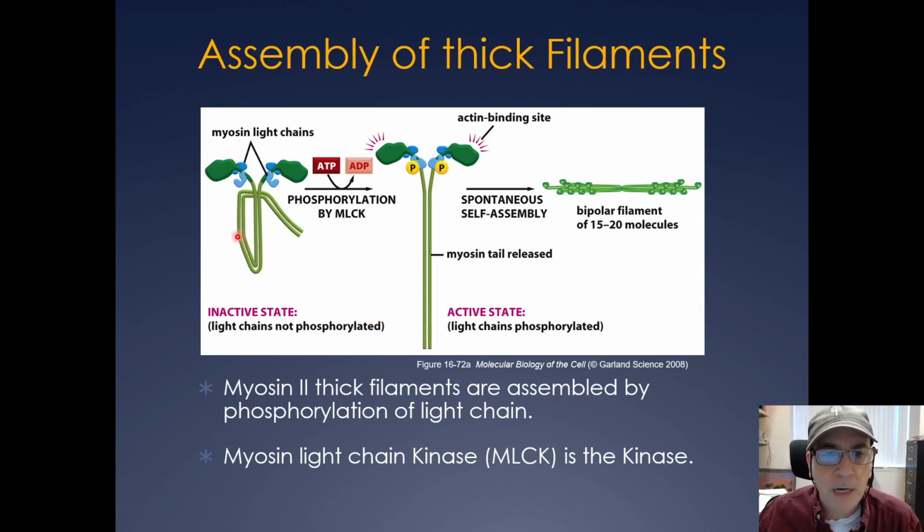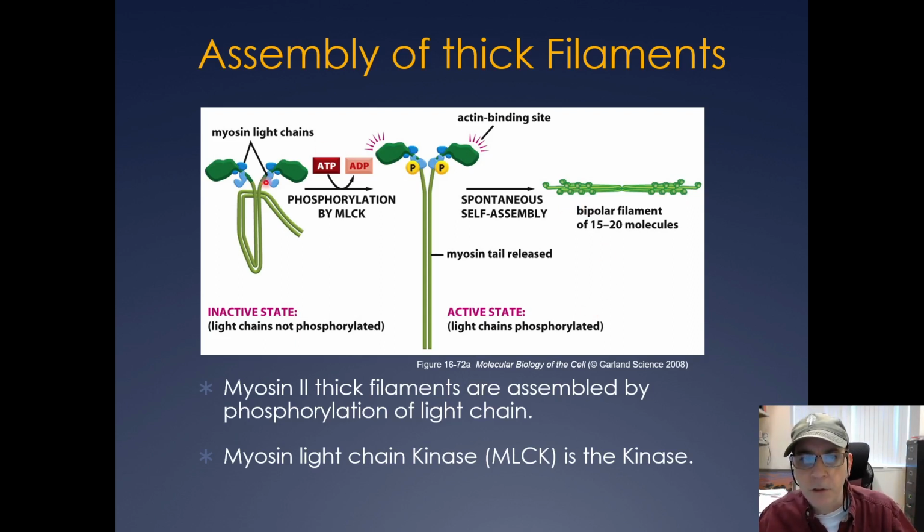You have your myosin in an inactive state, where you have your myosin 2 and your myosin light chains. There's actually a kinase called myosin light chain kinase that will phosphorylate the light chains. And this causes spontaneous self-assembly of these bipolar filaments, where the myosin tail domains, the coiled coils, come together to make this bipolar filament. And so making this bipolar filament, it can technically walk to both plus ends of an actin filament.